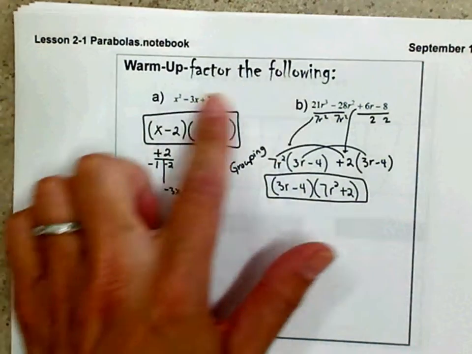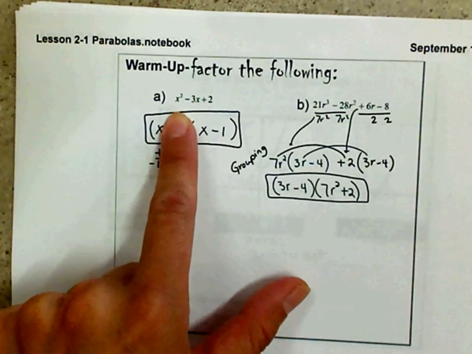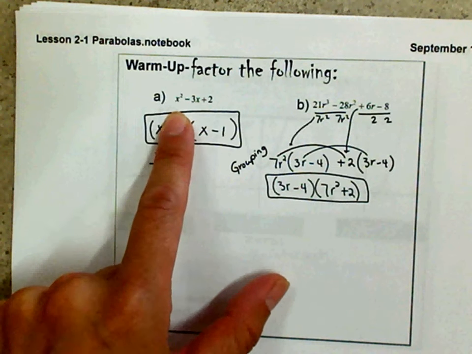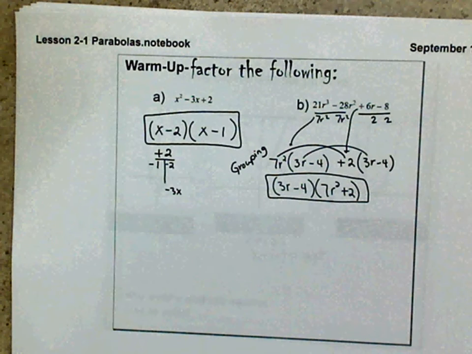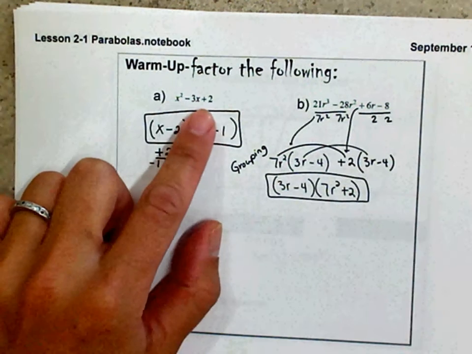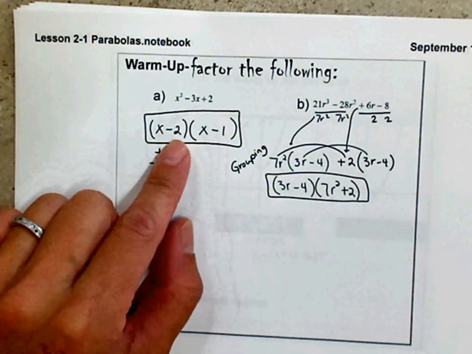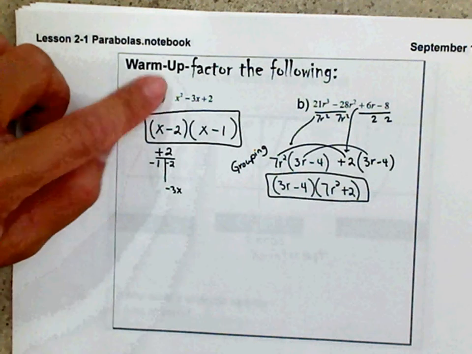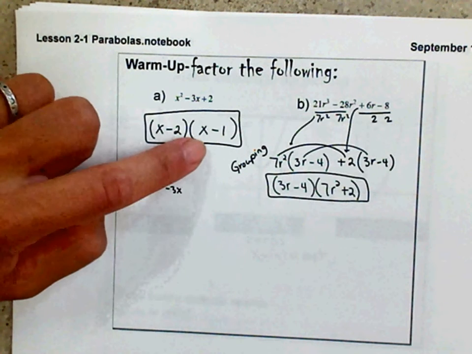You are supposed to factor the following. You have x squared minus 3x plus 2. So how would you go about factoring that? Let's count how many terms you have. You have 1, 2, 3 terms, and therefore you're going to draw 2 sets of parentheses. Factors of x squared is x and x.